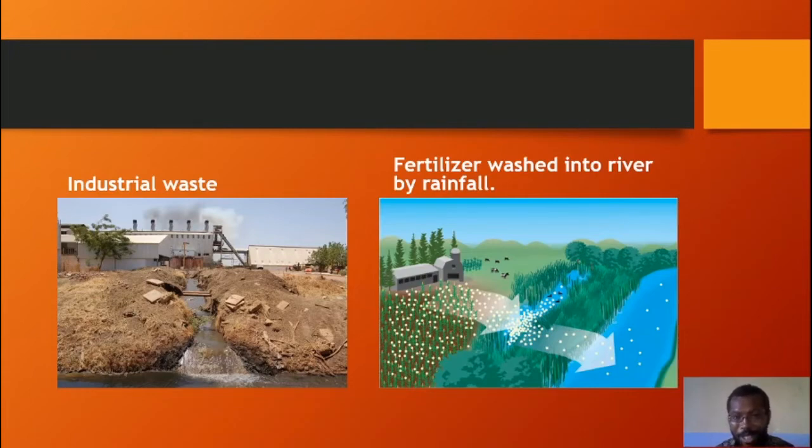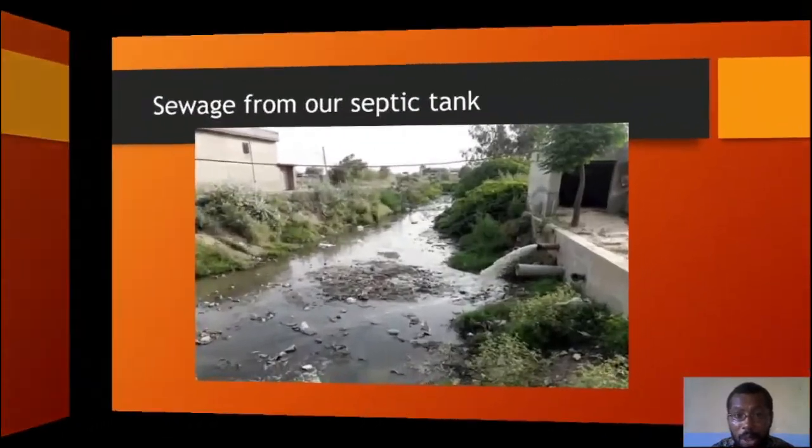I'm sorry I told you this story, I told you this to relate. Now the next one is fertilizers washed into rivers by rainfall. When we put fertilizers on our plants and so on, when it rains, the water will wash them. When it washes them, it brings them into the river, contaminating the river with phosphorus. Are you getting me?